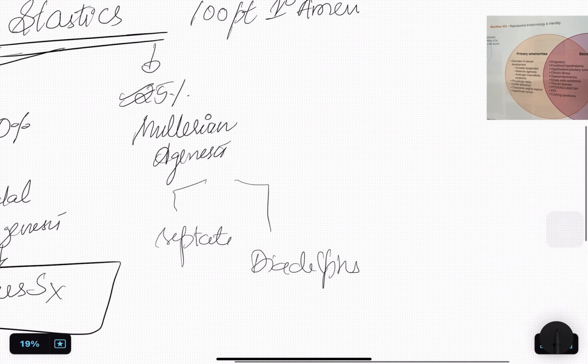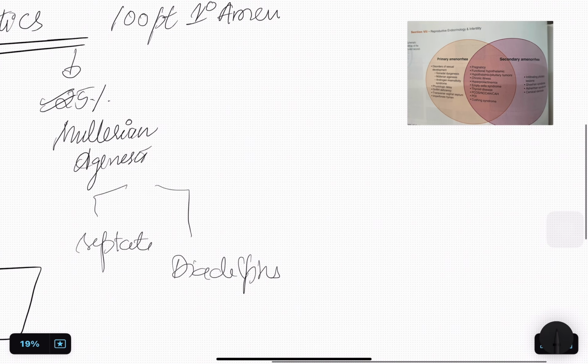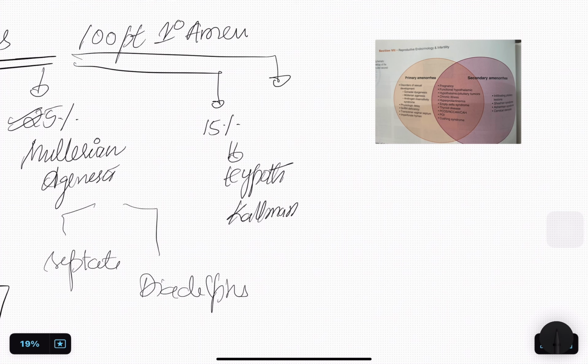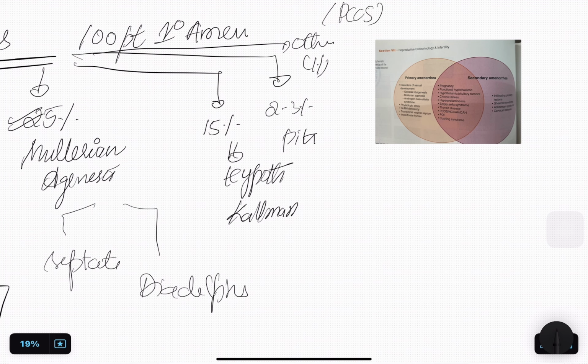That, in subsequent videos, I will teach how to go about it. Next, 15% of the cases have something to do with the hypothalamus, like Kallmann, all those things. Then again, the remaining 2 to 3% have something to do with the pituitary. Then other causes, 1%, might be things like PCOS, all those things. So this is the overall gist.